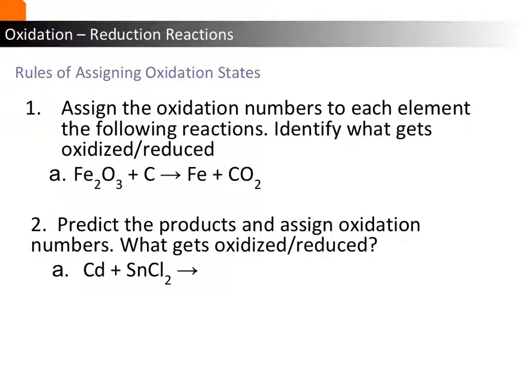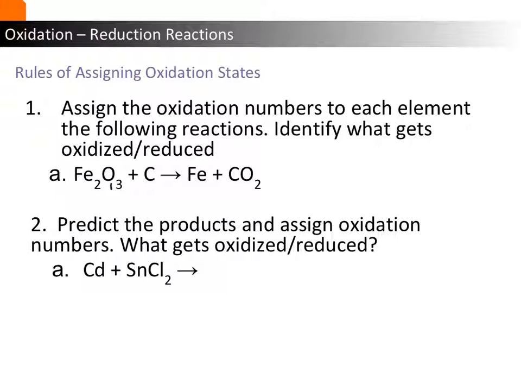Now let's apply this to whole chemical reactions. This first example says assign oxidation numbers to each element in the following reaction. Identify what gets oxidized and what gets reduced. Now I can't identify what gets oxidized and what gets reduced until I establish the oxidation numbers. So I'm going to begin by just simply grabbing a pencil and jotting down what I know.